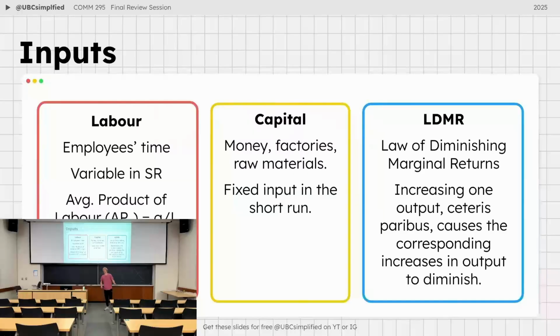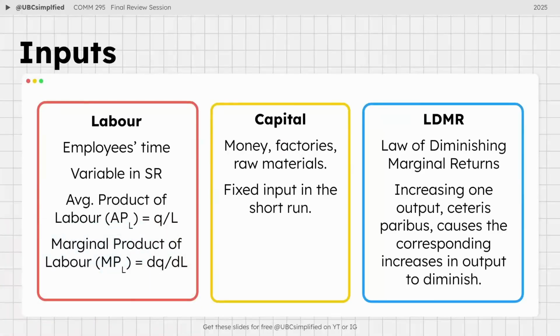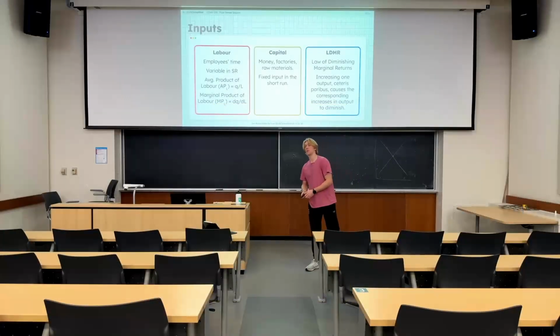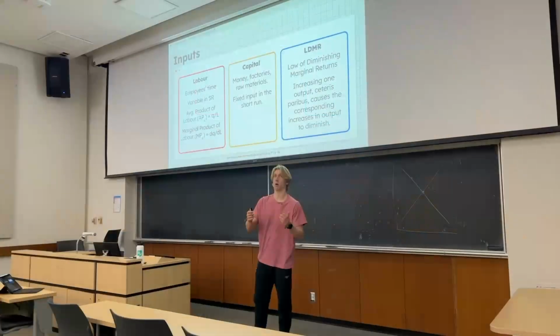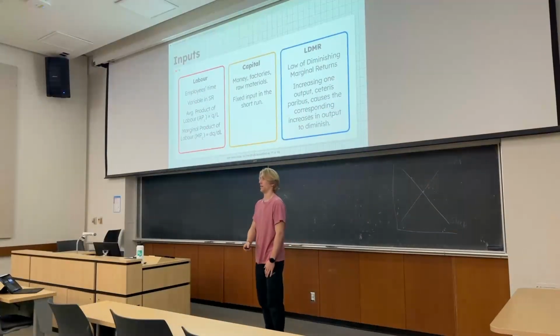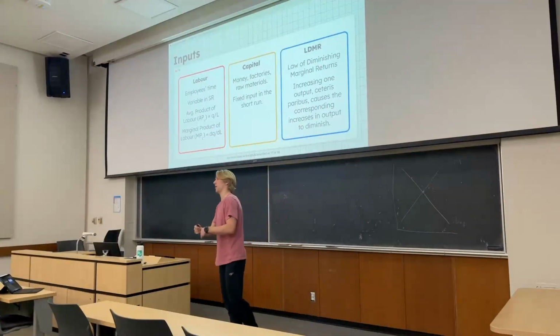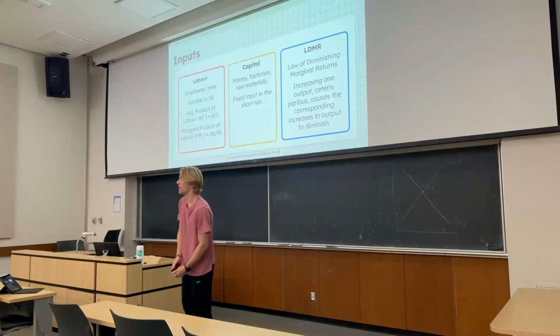And labor is an example of time, people, human capital, and in the short run, this is going to be variable. Two things to note with labor: if you take your entire quantity and divide it by the labor used, you get your average product of labor, the average amount of product you make per unit of labor. And if you take the derivative of quantity with respect to labor, you get your marginal product of labor. This is basically saying, with each additional labor unit, how much more quantity are you getting?